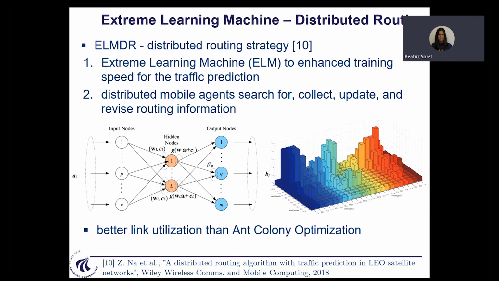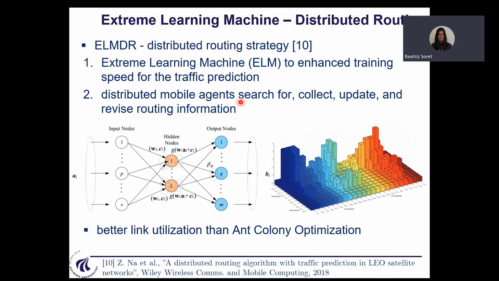And they are using this extreme learning machine to enhance the training speed for the traffic prediction. And then they have these mobile agents that are distributed. They have this forward agent going from the origin to the destination. So it has to find all the routes. It finds the next hop, and then it will be moved to the next hop and find the next hop, and so on until destination.